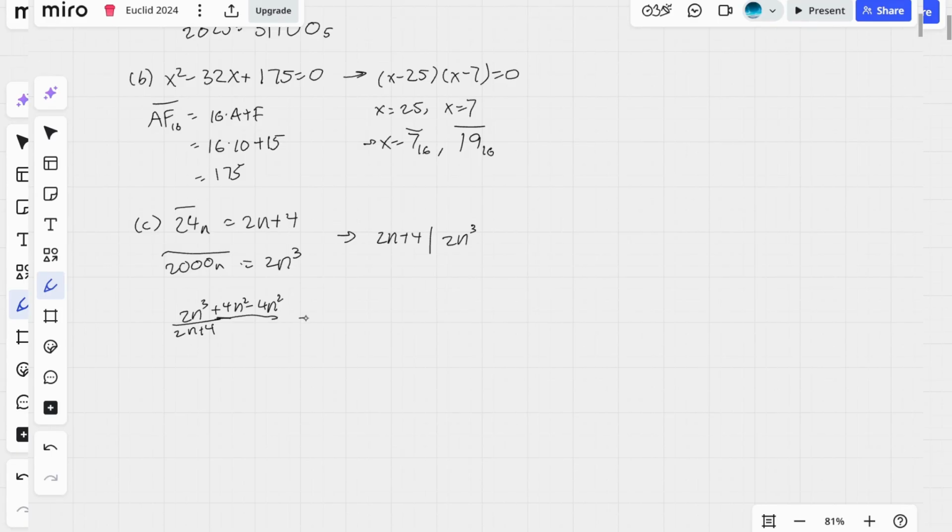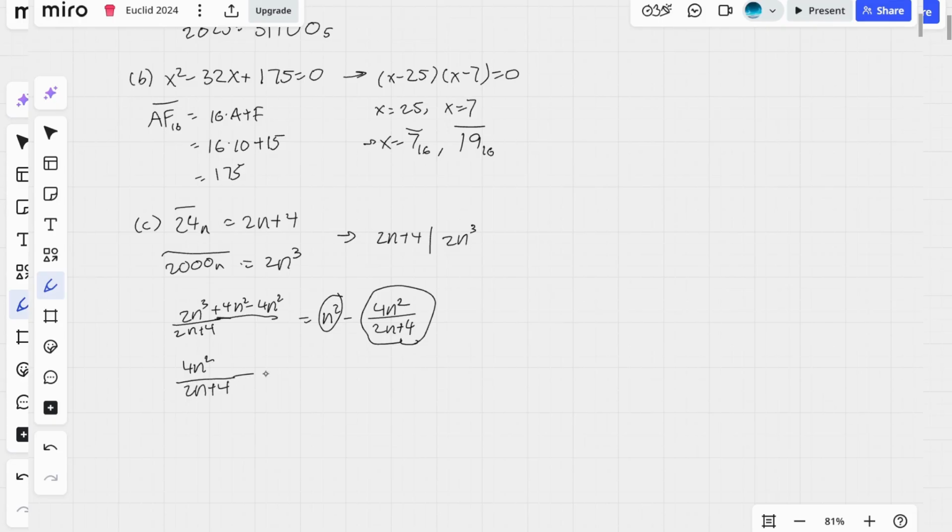And so now you can factor out an n squared, and then you can add, or I guess you're subtracting now. So subtracting 4n squared over 2n plus 4. And you know that this is an integer, which means that this part has to be an integer. And you can rewrite that once again.